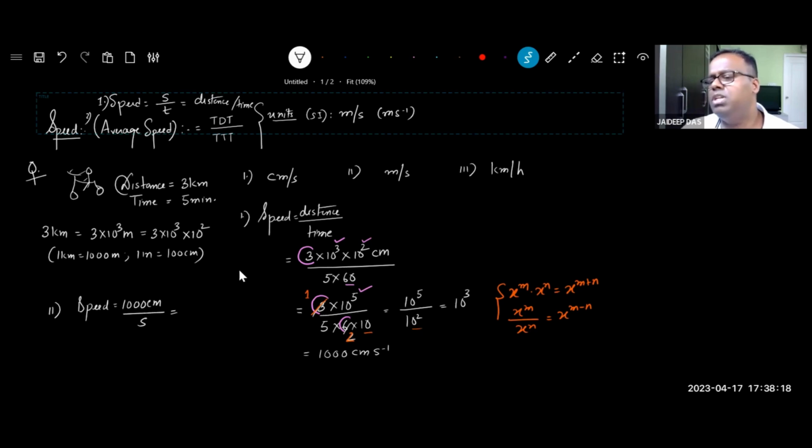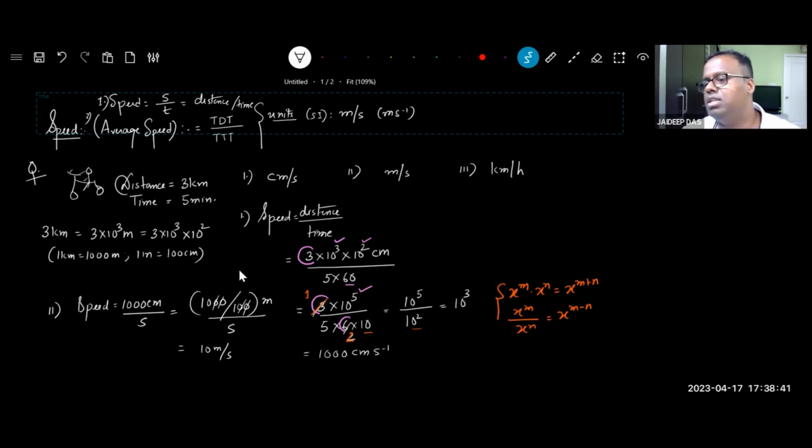You have to express it in meters per second. So 1000 divided by 100. Straight away this becomes meters, and second remains as second. So how much is the speed now? 10 meters per second. Centimeters to meters, the value will become small because centimeters.